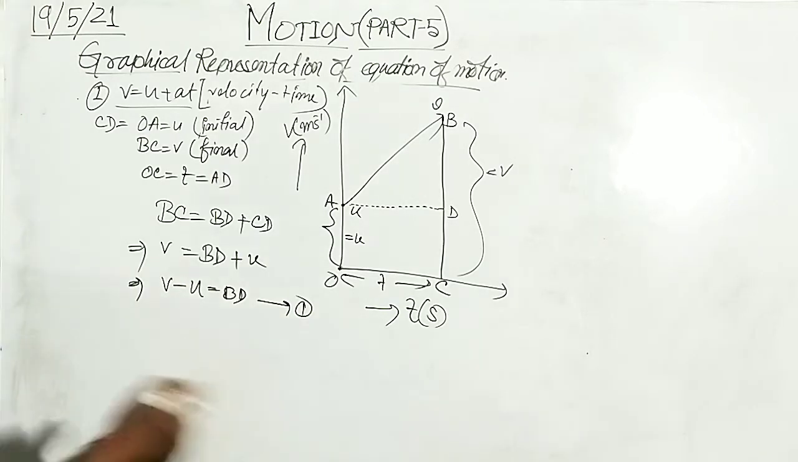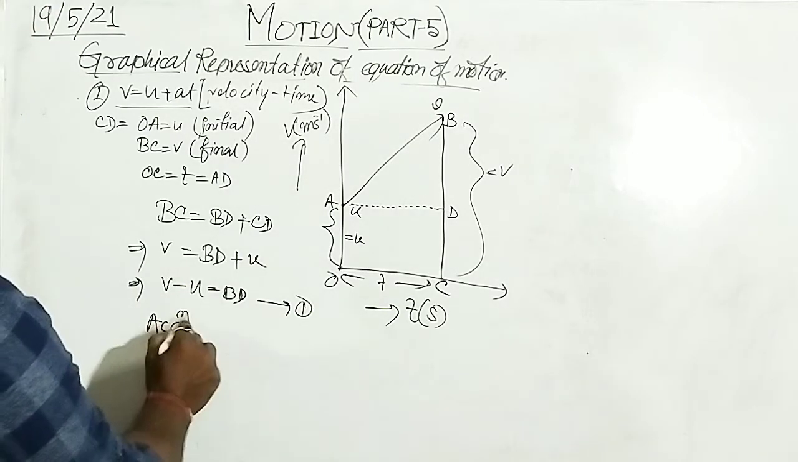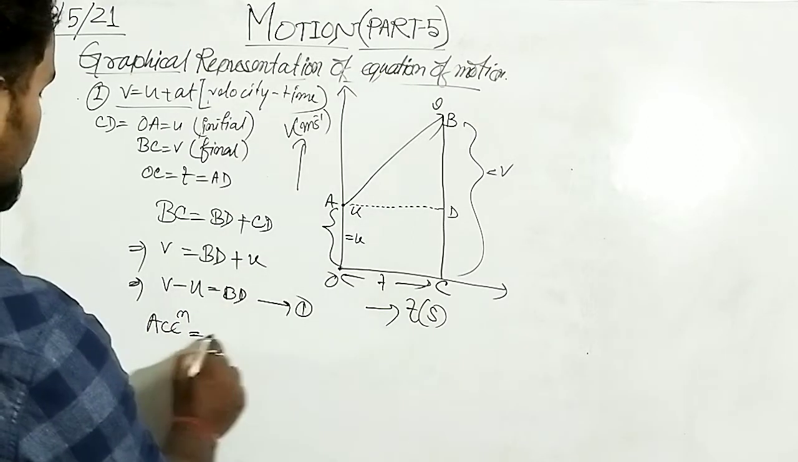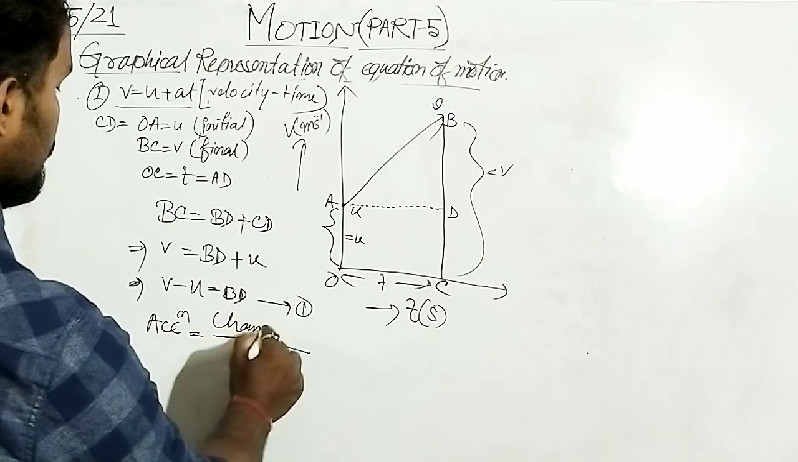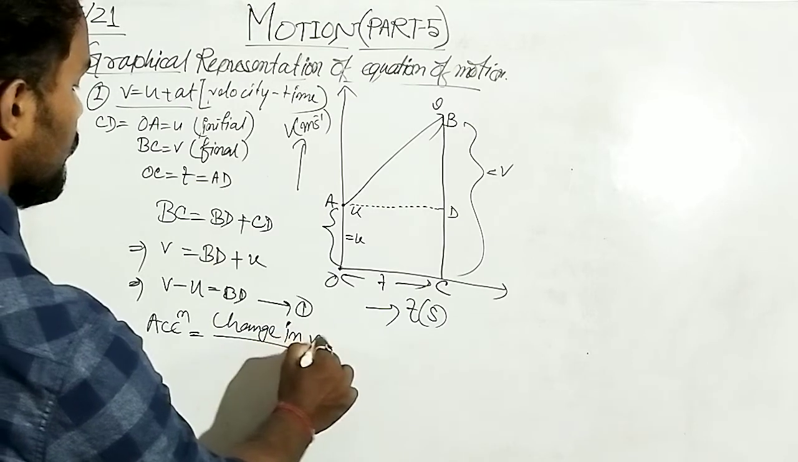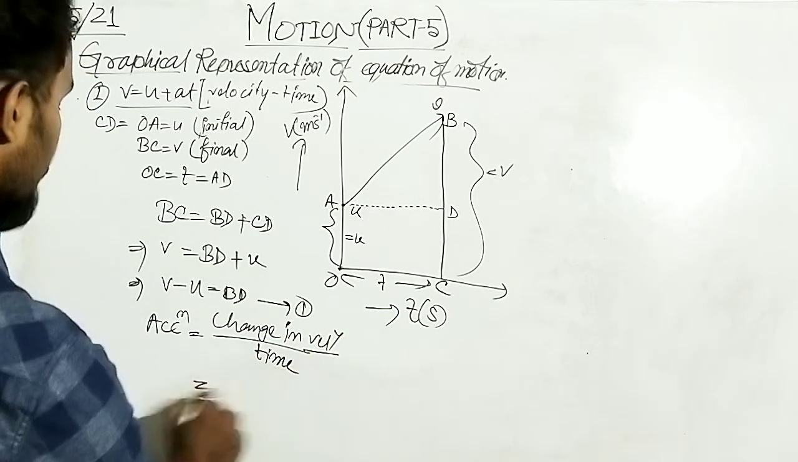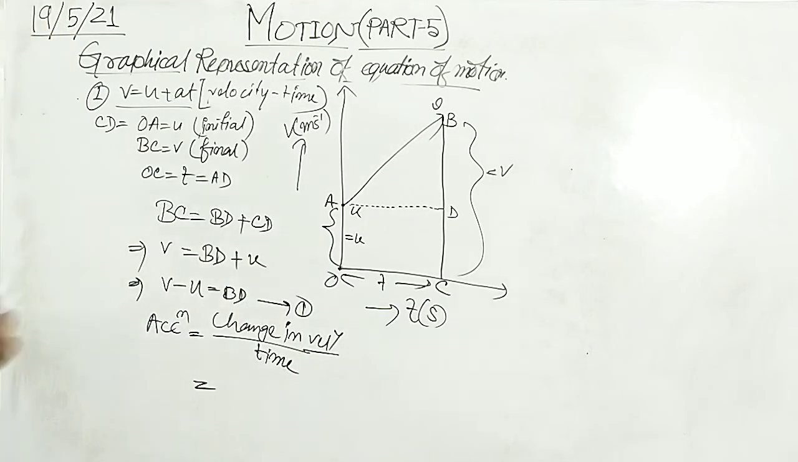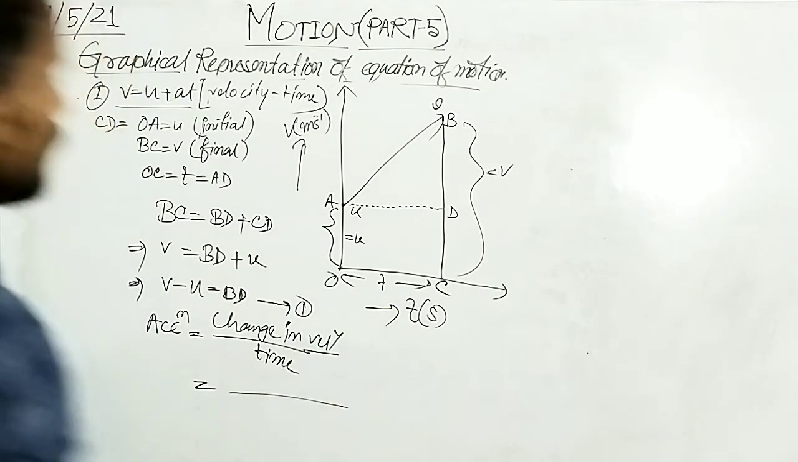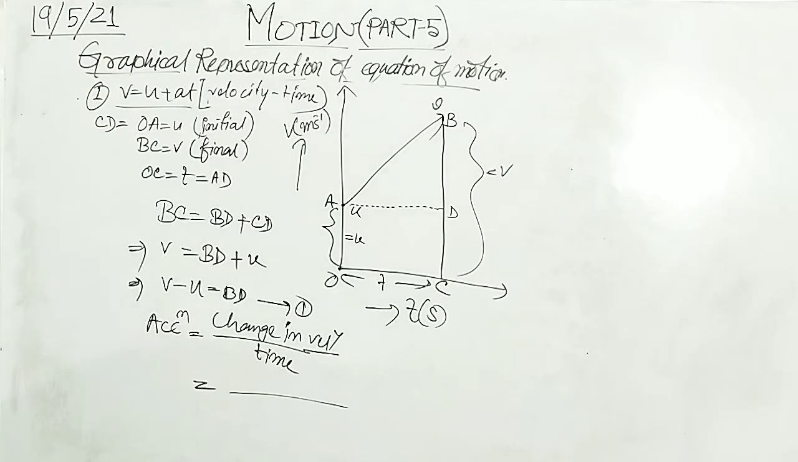Now, again we know that acceleration is nothing but change in velocity by time, right? And from the graph, what is the change in velocity? What is the change in velocity? What do you think?